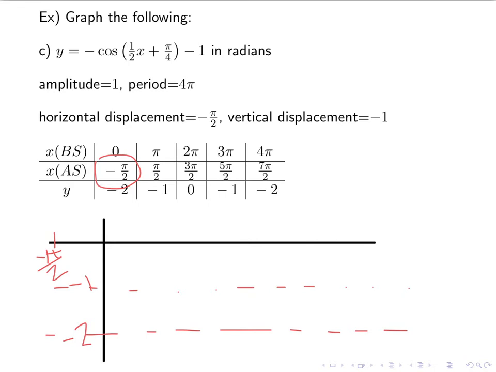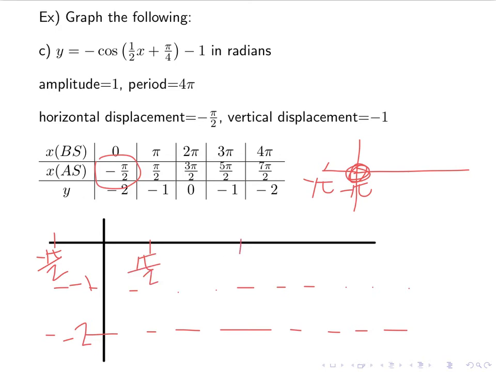I always have someone who will draw this and then call this negative pi. Don't do that, because when I draw my axes, that is 0, and that's not anything else but 0. So don't call that something else. Make sure you're putting your negative numbers to the left of that axis. Okay, so I've got negative pi over 2, sorry, and then I've got pi over 2.